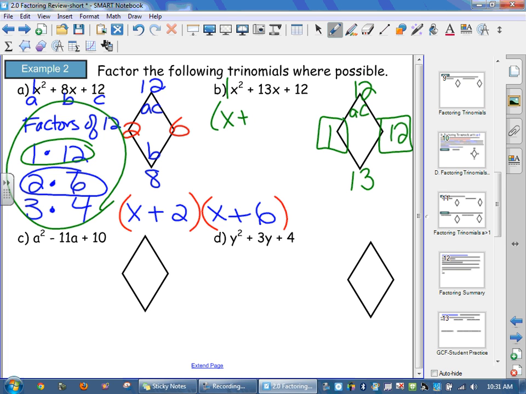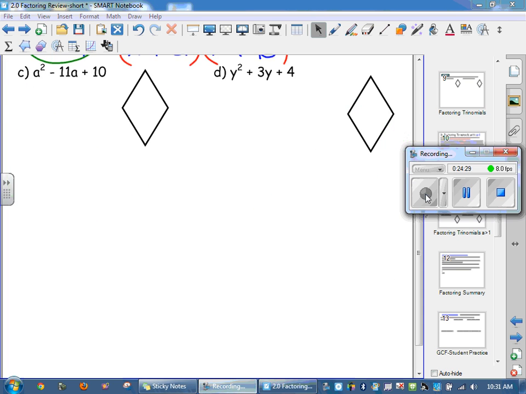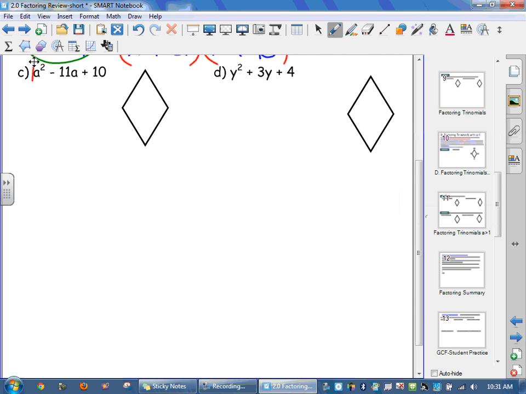Any questions? Okay, take a look at C and D now. Again, I've got an a value of 1. So 1 times 10 gives me my 10 for a times c. The b goes in the bottom. It's a negative 11. Whenever you've got a negative in the middle and a positive on the end, two negatives multiply to give you a positive. That means both of your numbers in the wings are going to have to be negative values.